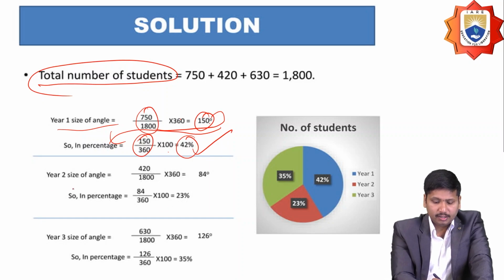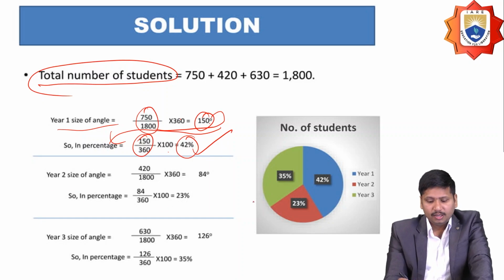And similarly, for calculating the size of the second angle, the number of students is 420 and the total number of students is 1800. So that should be multiplied by 360, and I'm going to get 84 degrees.